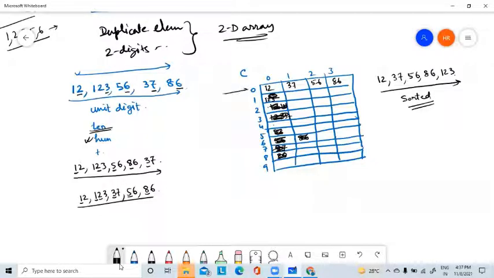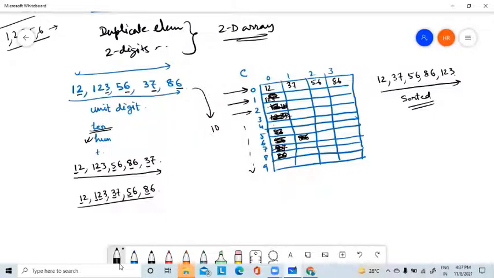So this is one box, one bucket for 0. This is one bucket for 1. This is for 2. In this way, how many buckets have I used? I have used 10 buckets, because this is a decimal number and the base is 10. So this is radix sort.